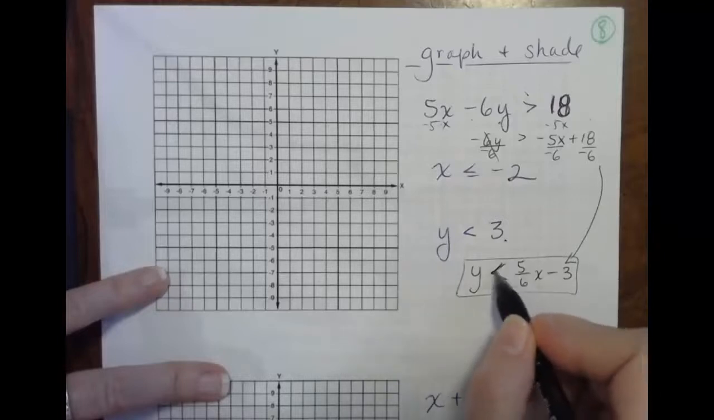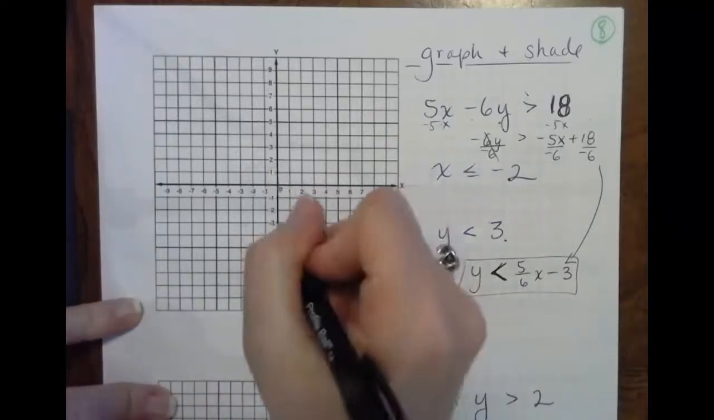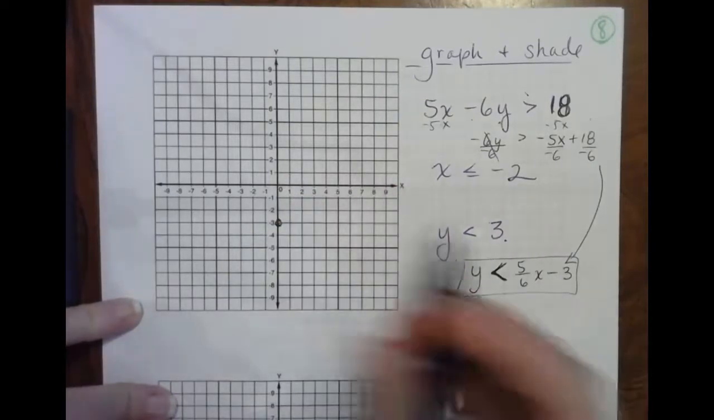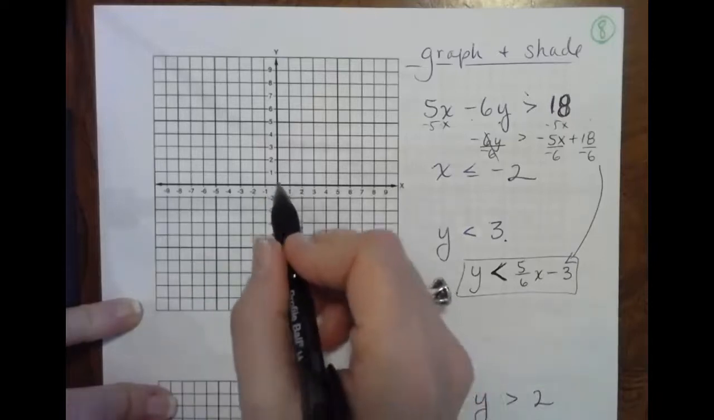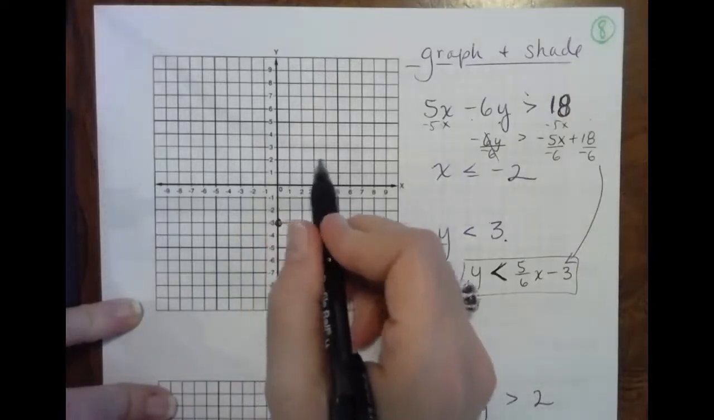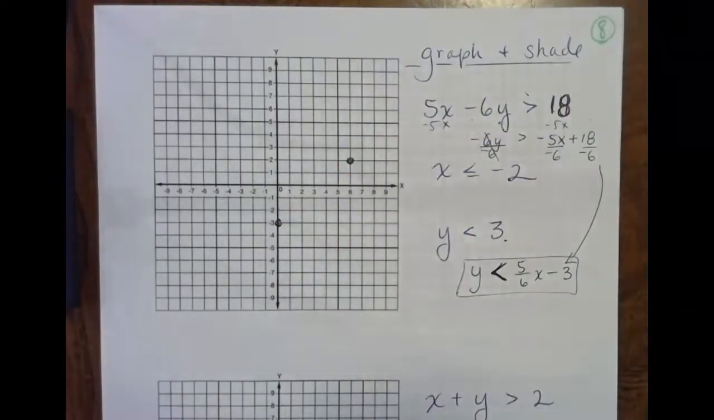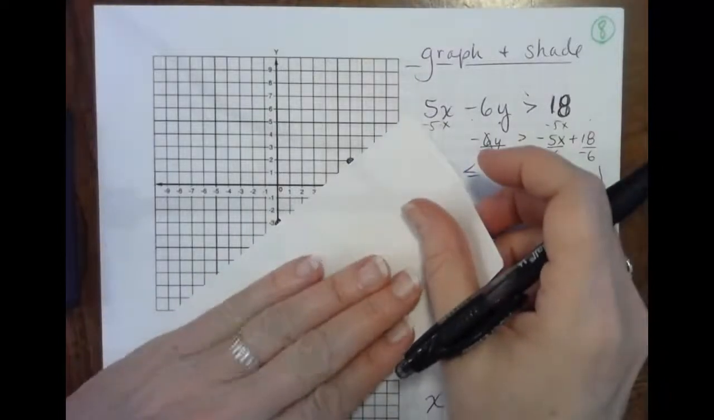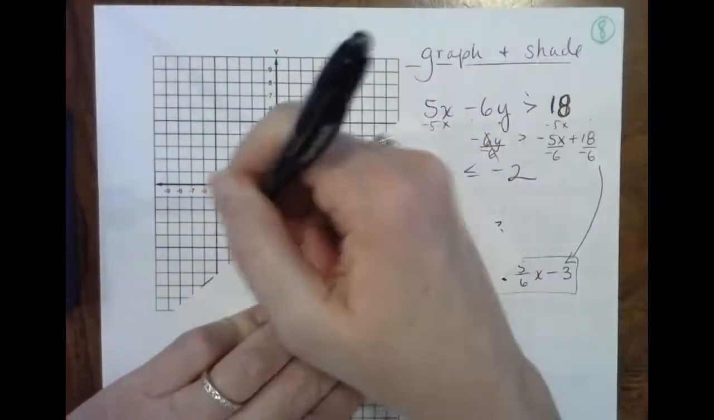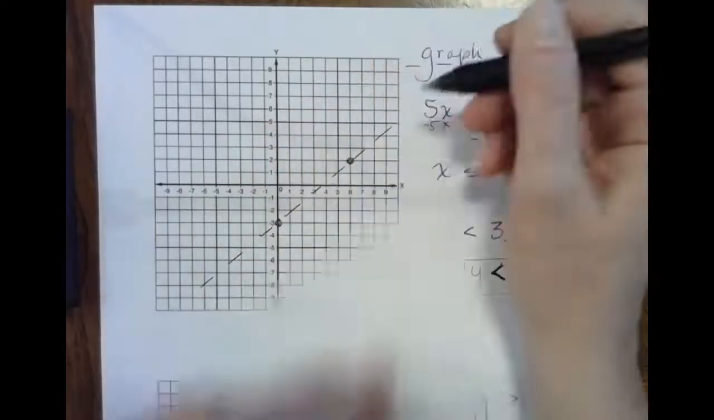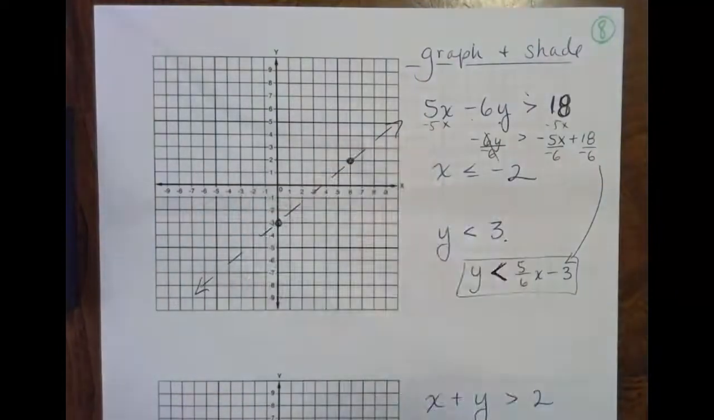It's going to be strictly broken, that line. So -3. Remember, the slope is the rise over the run. So up 5, 1, 2, 3, 4, 5 over 6, 1, 2, 3, 4, 5, 6. And now we can graph that line and use a straight edge just so your work is nice and neat. Remember that it is a broken line. And then we're going to try a test point. There we go. So there's our first inequality.